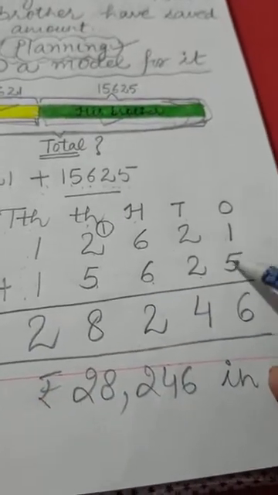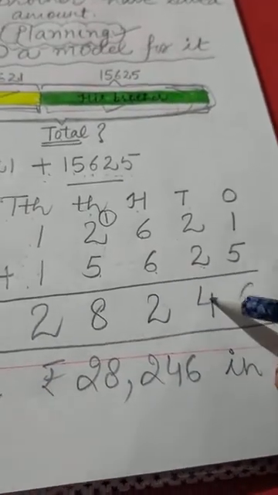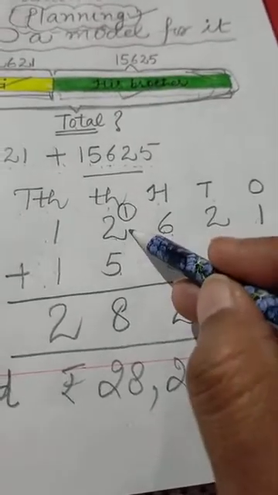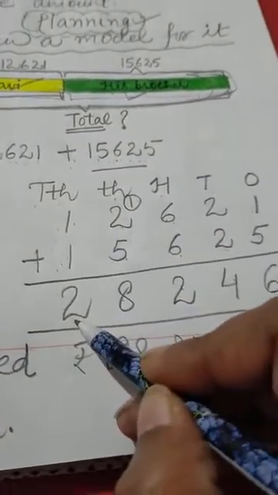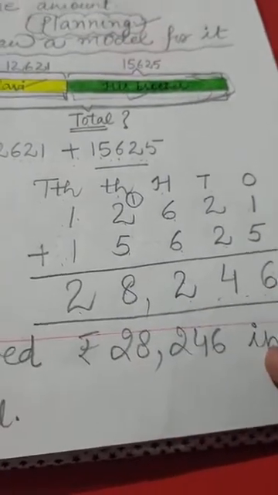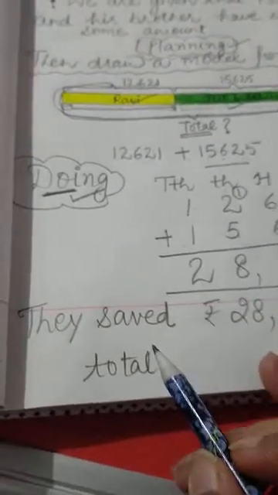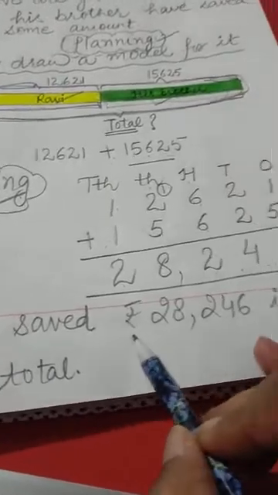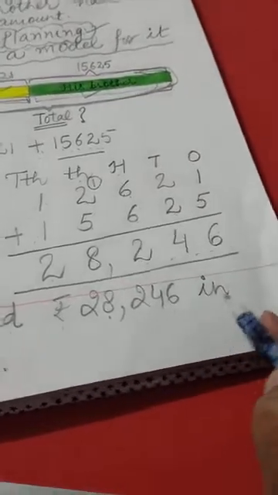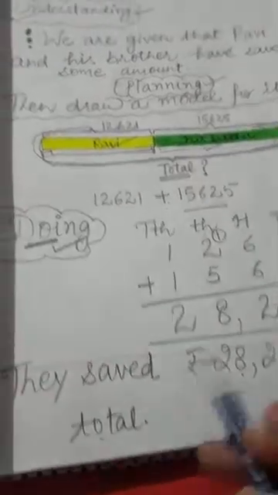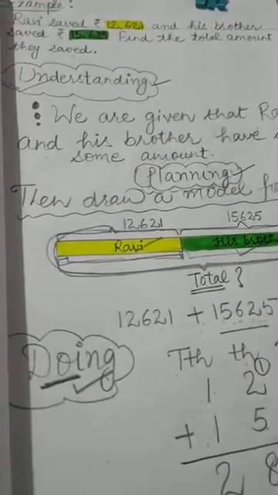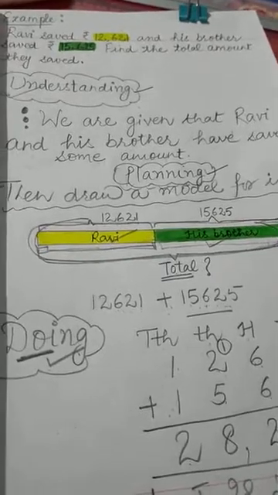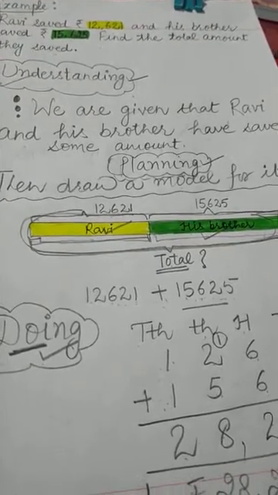After adding: 5 and 1, 6; 2 and 2, 4; 6 and 6, 12, 1 carry; 2 and 1, 3, and 5, 8; 1 and 1, 2. We got 28,246. Now we know that they saved rupees 28,246 in total. Yes friends, now you can practice these types of sums in the assignment.